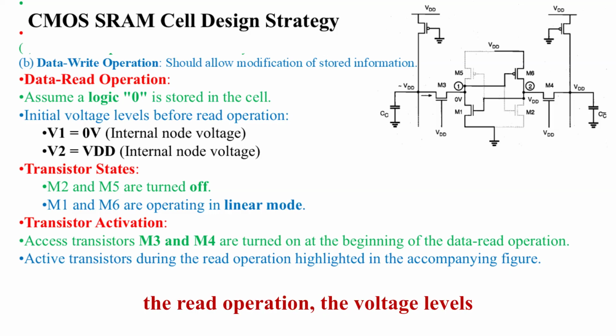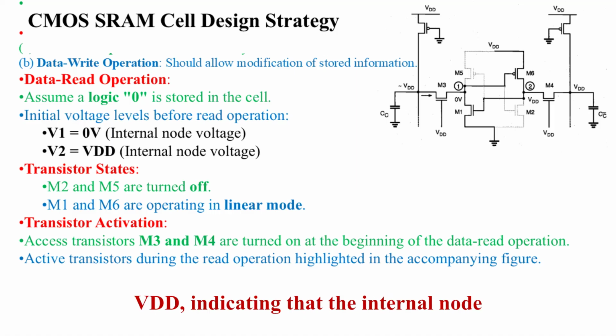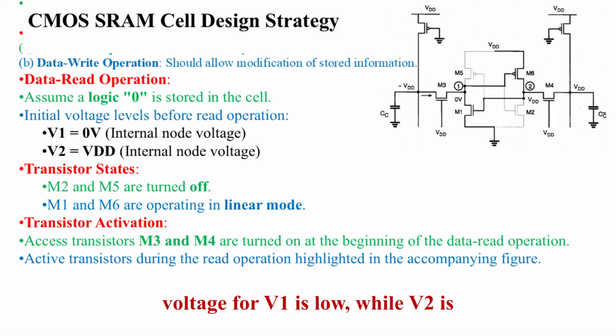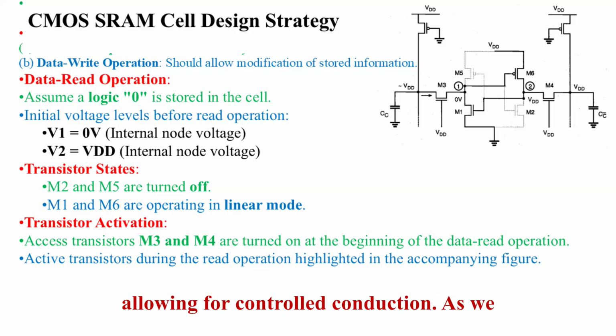At the beginning of the read operation, the voltage levels within the cell are set as follows. We have V1 at 0 volts and V2 at VDD, indicating that the internal node voltage for V1 is low while V2 is high. Let us see the state of the transistors during this operation. The transistors M2 and M5 are turned off, which means they do not conduct. Meanwhile, transistors M1 and M6 are operating in linear mode, allowing for controlled conduction.